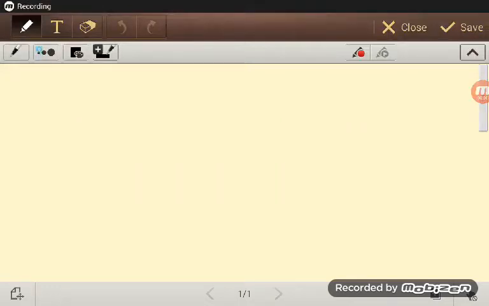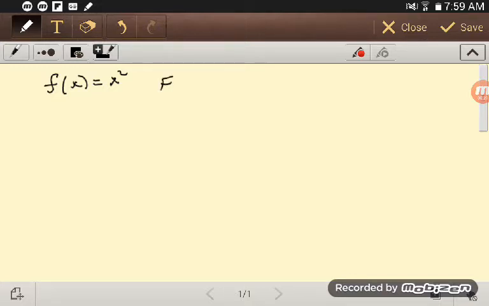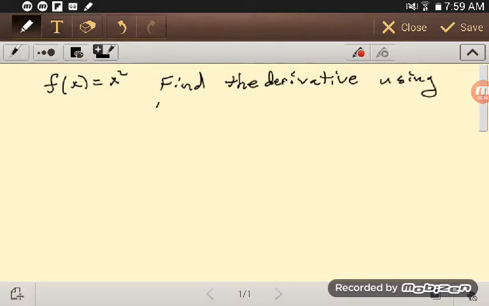Okay, we'll try to kill two birds with one stone here. So, you could be asked to, for instance, suppose you're told f of x equals x squared, and it says something like, find the derivative using the definition. Okay, so using the definition.